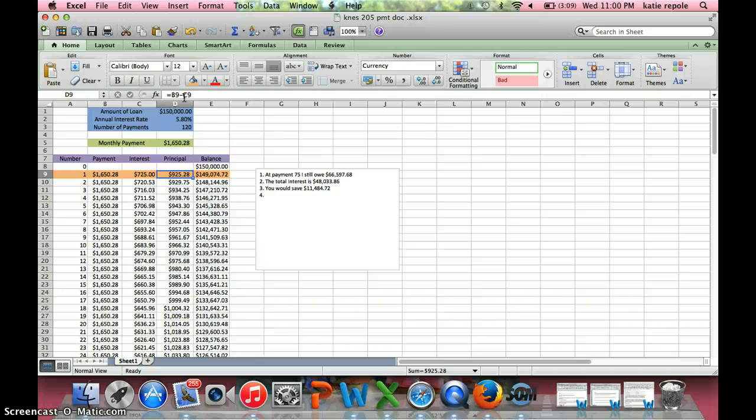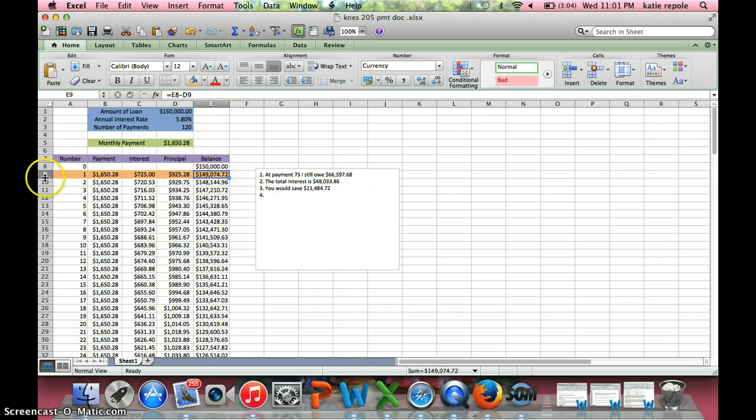Now that we have the principal, the last thing we need to do is get the balance. To get the total balance that you have left to pay, you're going to subtract the principal from the balance the month before, or in this case, the initial balance. So for the first one, I'm going to take the initial balance and subtract the principal from it, which you can see right up here in the equation. That gives me the balance.